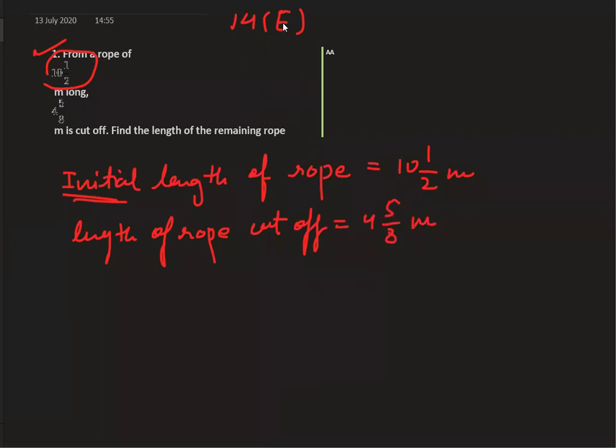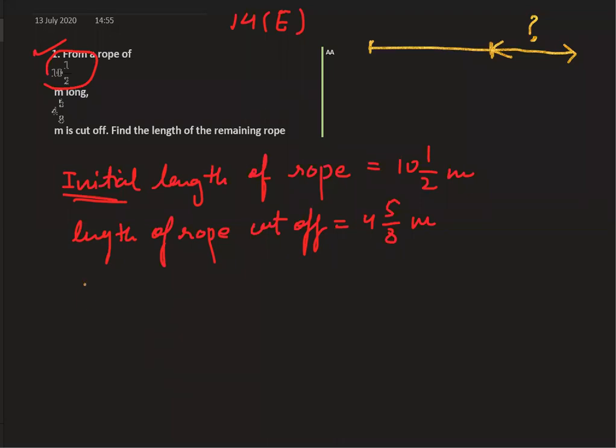So we have to find how much the rope is left. Suppose this is a rope you are having right now. This is the rope. Now you have cut this rope from here to here. Now this much rope is still left with you. So what is the length of this rope? So in order to find this answer, what we have to do? We have to subtract. This is a very simple question.